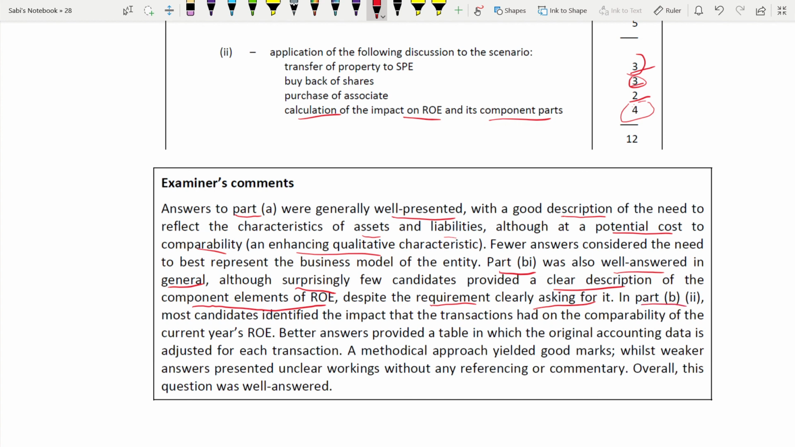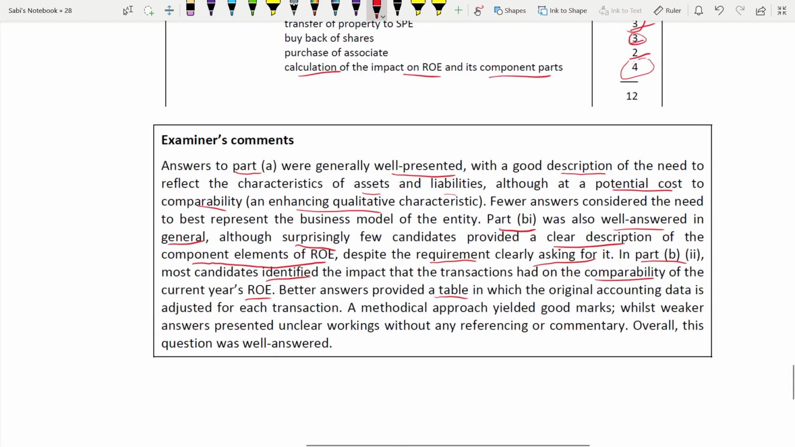Second part of B, which is worth 12 marks. Most candidates identify the impact that the transactions will have on the comparability of the current year's ROE. Also, better answers provided a table. Some of them provided a table. Okay. A methodical approach. You need a correct method, correct system to approach this answer. Okay. So methodical approach yielded good marks. If you're following this method of providing in table, okay, you will get good marks.